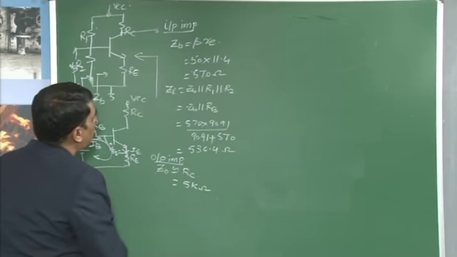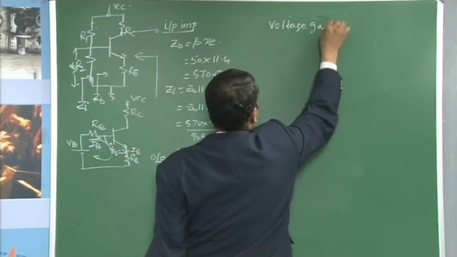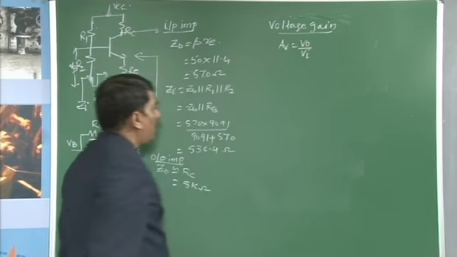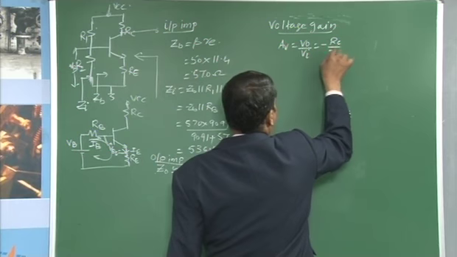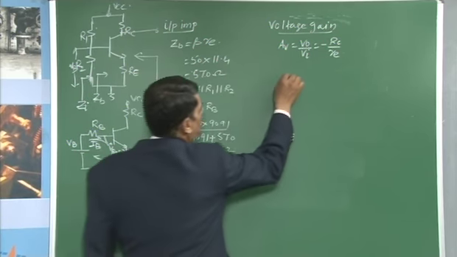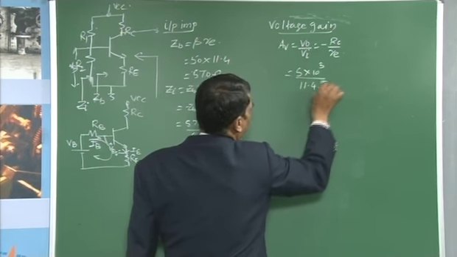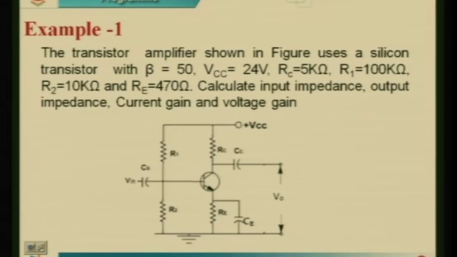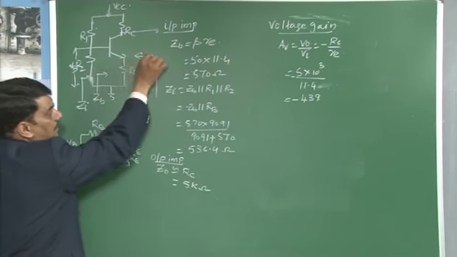Once we find the output impedance, next we need to calculate the voltage gain. Voltage gain AV is given by V0 by Vi. Either you have to apply KVL or analyze. We already know the formula, this is nothing but minus RC by RE, where RC is 5 into 10 to the power of 3 and RE is 11.4 ohms. Then this ratio is equal to minus 439. This negative sign indicates a phase reversal between the input voltage and the output voltage.